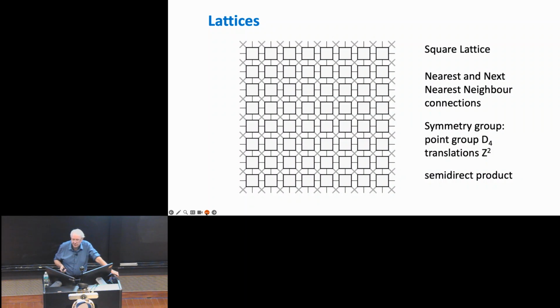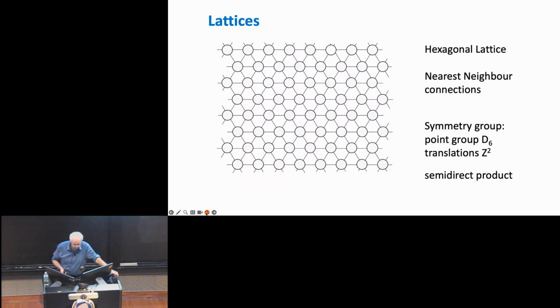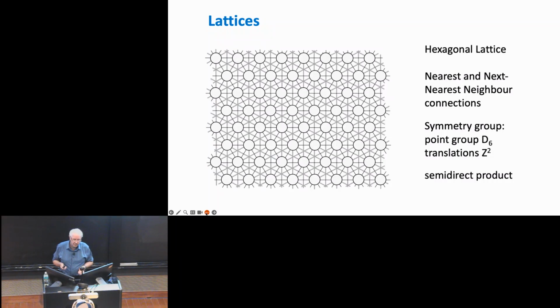You can have nearest and next nearest neighbour connections, you can have longer range connections, there are all sorts of different ways of converting the points of a lattice into a graph. You've still got the same symmetry group when you increase the range of connections. And of course we also have the hexagonal lattice. I'm going to talk about that a little bit. Again, you can have nearest neighbour connections, nearest and next nearest neighbour connections, longer range connections, and the symmetry group is very similar, but now there's a dihedral group of order 12 at the point of the lattice.